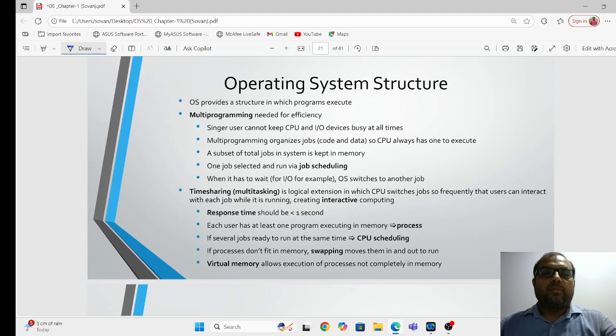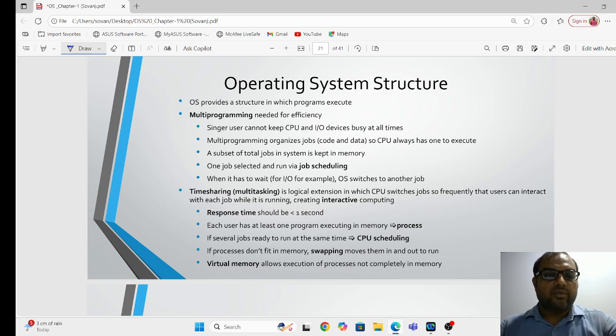Now the operating system, the system structure. We know one is a single computer system, where there is one system and one CPU. Multi-programming means there are multiple users, because a single user cannot keep the CPU and I/O devices busy at all times. So that is multi-programming.